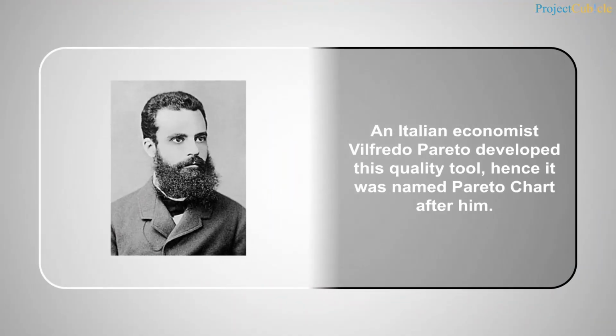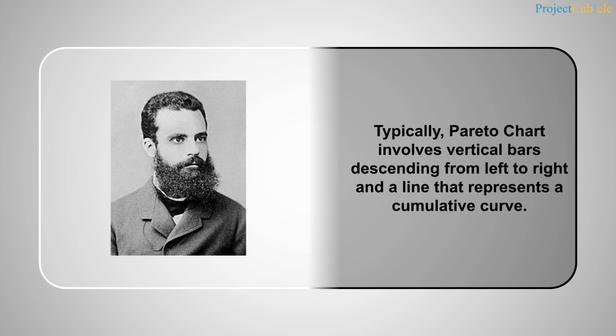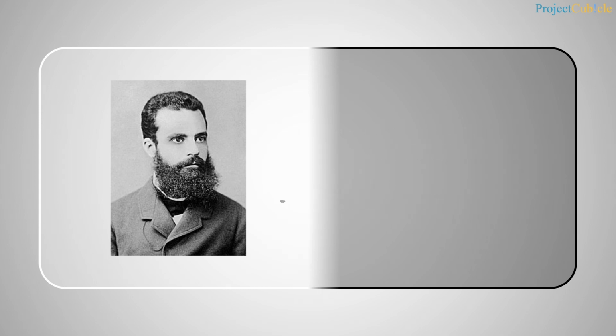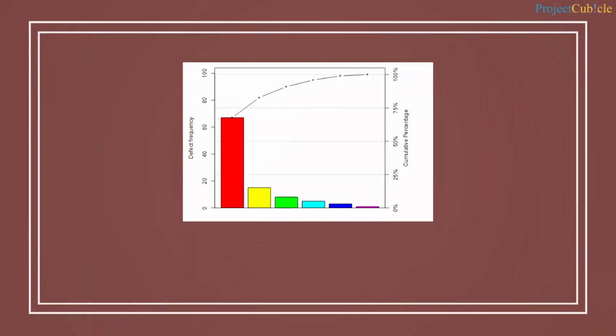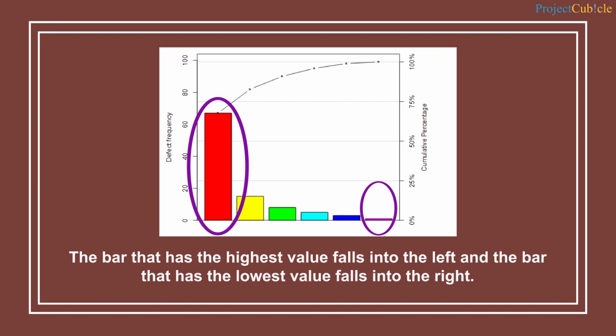An Italian economist Vilfredo Pareto developed this quality tool, hence it was named Pareto chart after him. Typically, Pareto chart involves vertical bars descending from left to right in a line that represents a cumulative curve. The bar that has the highest value falls into the left and the bar that has the lowest value falls into the right.